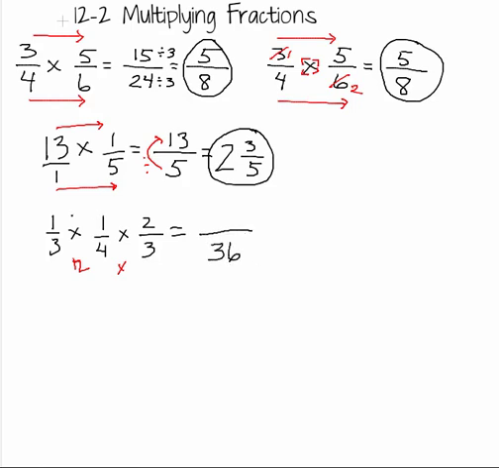Now the top numbers are easy to multiply. 1 times 1 is 1. 1 times 2 is 2. And I left it just like that. Can't leave the number this way though. I have to reduce to lowest terms.